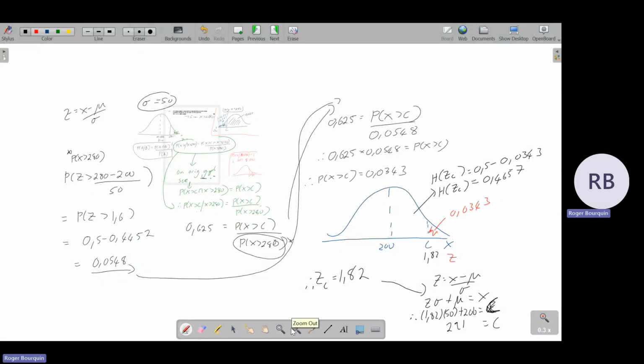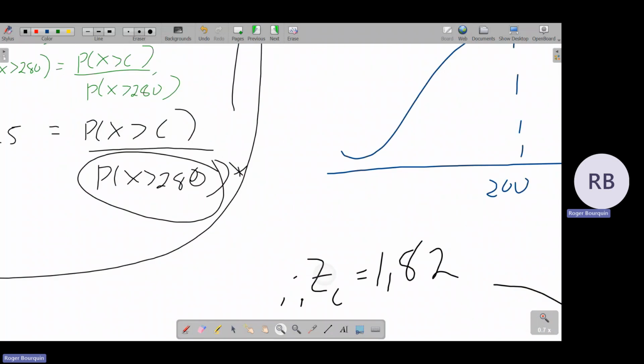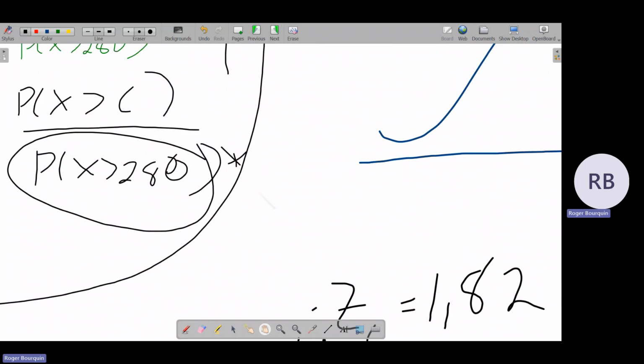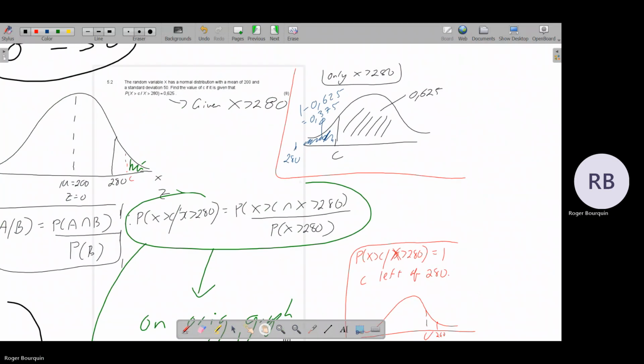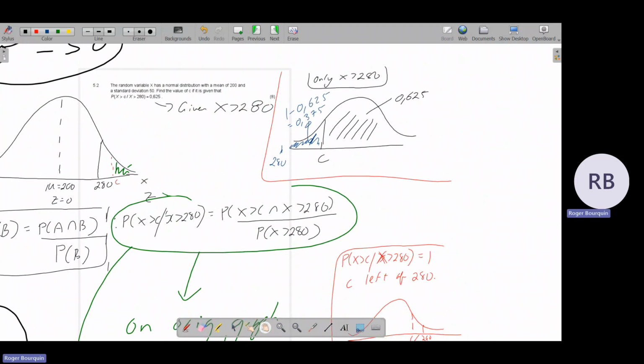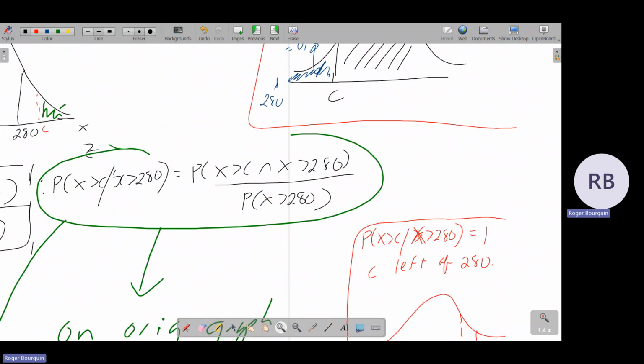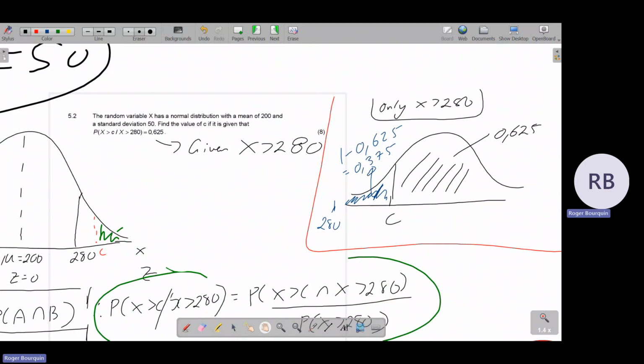Okay, guys, so we're looking at this question, which is a pretty tough question, especially at this stage of your lives. The question said, the random variable x has a normal distribution with a mean of 200 and a standard deviation of 50. Find the value of c if it is given that the probability that x is bigger than c, given that x is bigger than 280, is equal to 0.625.